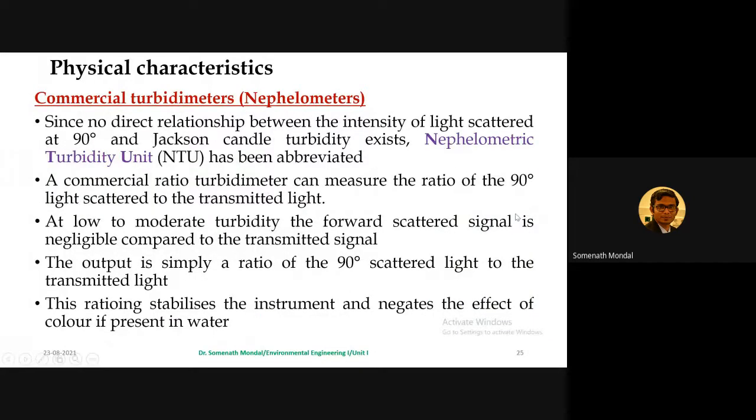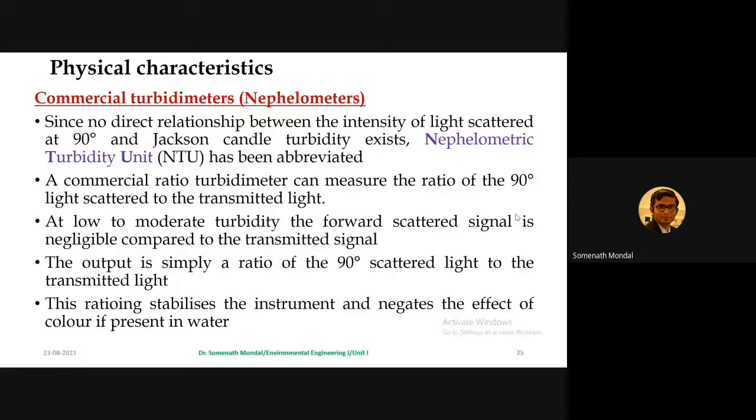So since no direct relationship between the intensity of light scattered at 90-degree and Jackson candle turbidity exists, nephelometric turbidity unit has been abbreviated. So that is why nephelometric turbidity unit, and mostly it is used these days. Mostly commercial turbidimeters or nephelometers are used in most of the laboratories. Also, you notice that these are tabletop commercial turbidimeters, which is also known as nephelometers.